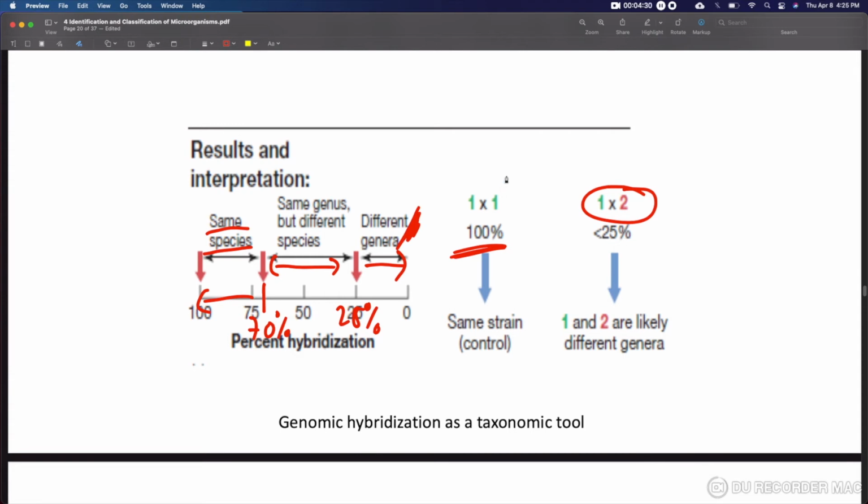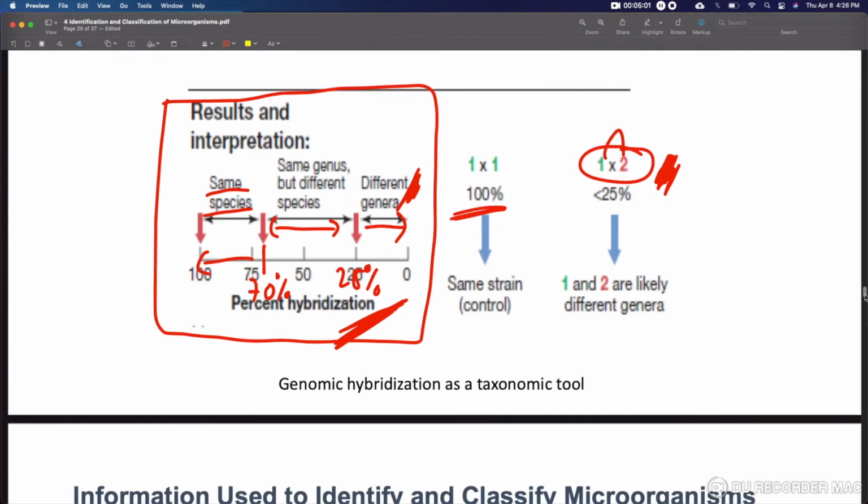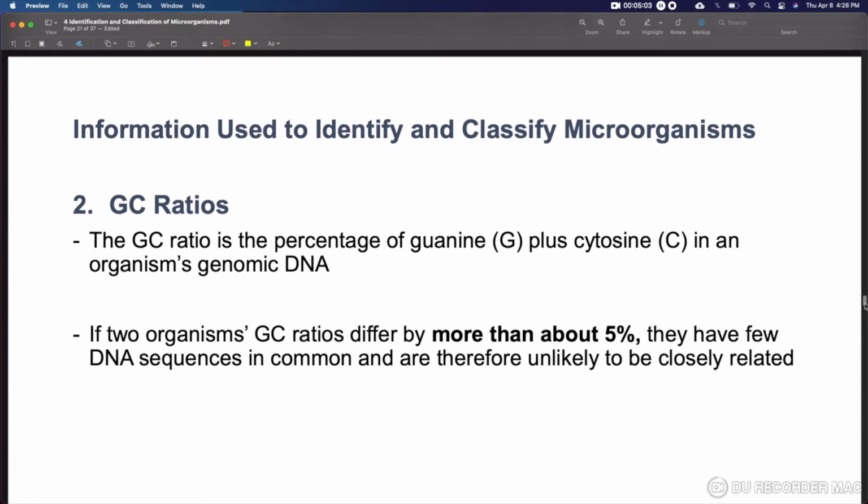So this is how you interpret the result for a DNA hybridization experiment. It's powerful because you're using the whole genome. You hybridize the whole genome of your organism. We only look at the hybridization experiment for organism 1 and organism 2, and we conclude from that percent hybridization. So that's genomic hybridization.